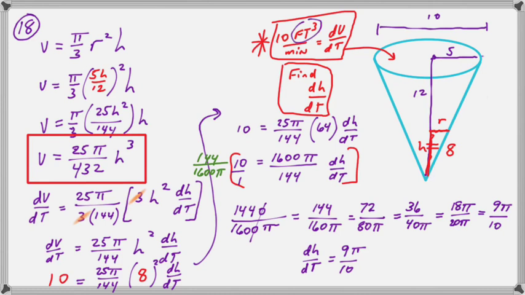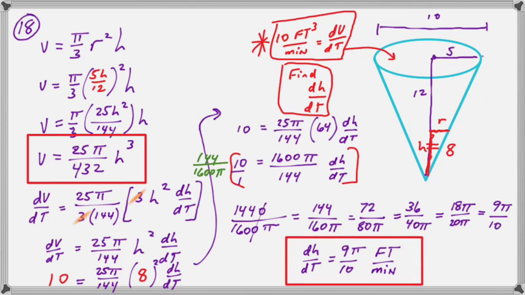If the volume is in cubic feet, the height is going to be in feet, time is in minutes. So this should be the answer for number 18. Sorry, I had the pi on the top. The pi should be on the bottom here. And yes, this is the answer, 9 over 10 pi feet per minute. So this is correct for number 18.